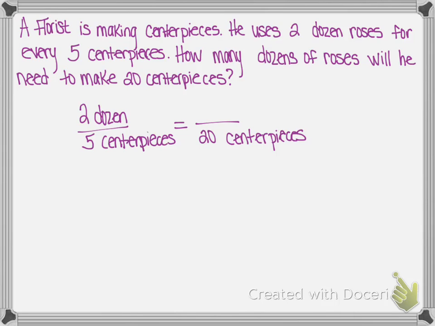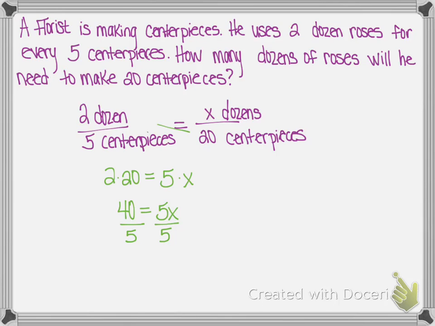And the question asks us to find how many dozens of roses will we need. So since we don't know that, choose a variable. I chose X, and then I put in the word dozens. That's what I'm solving for. And I wrote that label in so I could look across my numerators and make sure it was consistent. So now that it is set up, I can use the cross products. So I need to multiply across. 2 times 20 equals 5 times X. And doing some simplifying, I get 40 equals 5X. Divide both sides by 5.